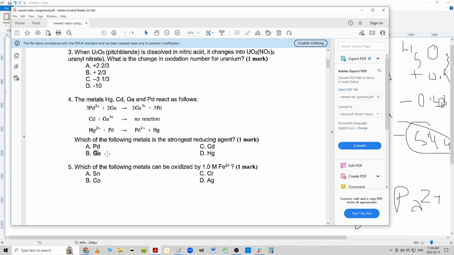And that's kind of logic, because Pd reduced Ga, Hg reduced Pd. So that means Hg is above Pd, Pd is above Ga, and no reaction happened here, so Ga is below Cd.